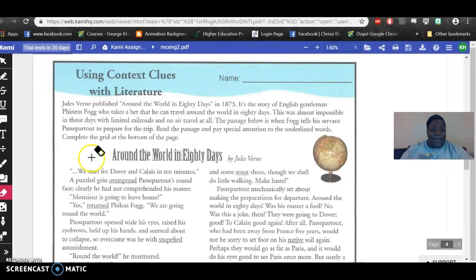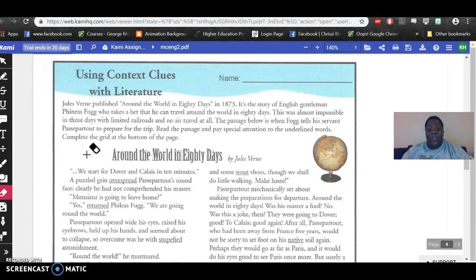So this is a passage that's from a real book by Jules Verne. Jules Verne published Around the World in 80 Days in 1873. It's a story of English gentleman, Phineas Fogg, who takes a bet that he can travel around the world in 80 days. This was almost impossible in those days with limited railroads and no air travel at all.